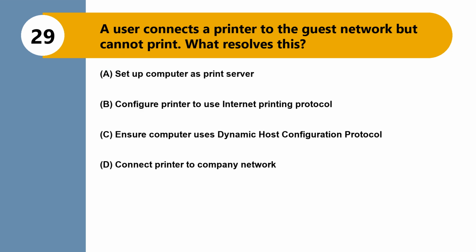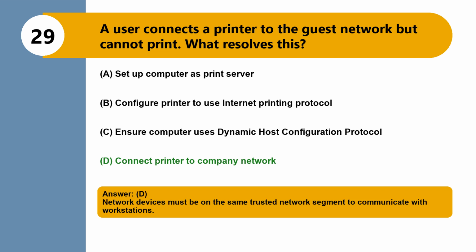Question 29. A user connects a printer to the guest network but cannot print. What resolves this? Option A, set up computer as print server. Option B, configure printer to use internet printing protocol. Option C, ensure computer uses dynamic host configuration protocol. Option D, connect printer to company network. The correct answer is option D, connect printer to company network. Network devices must be on the same trusted network segment to communicate with workstations.